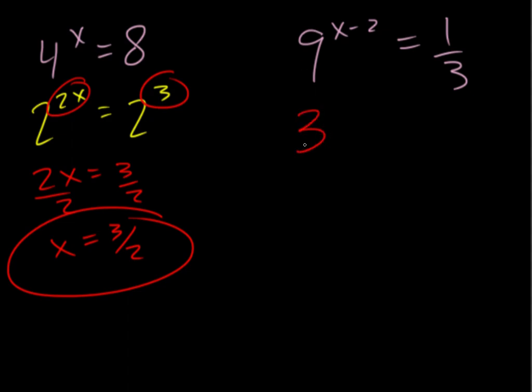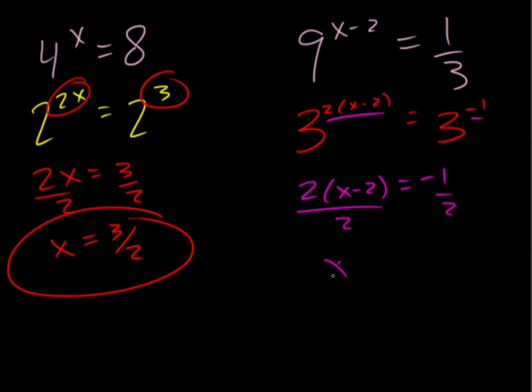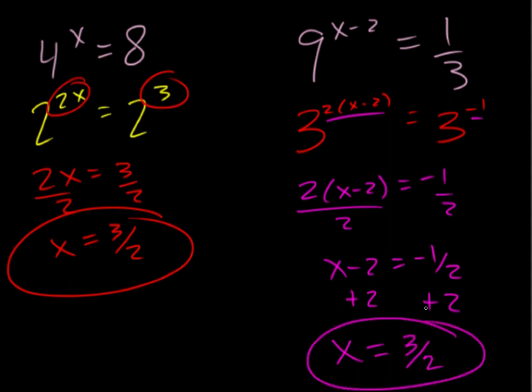Okay, 9 we're going to write as 3 squared, and 1/3 we're going to write as 3 to the negative 1. We can set these equal to each other. Divide both sides by 2. Add 2. So 2 minus that would be 3/2. Alright, I think we have one more.